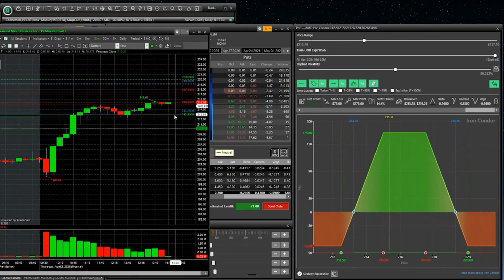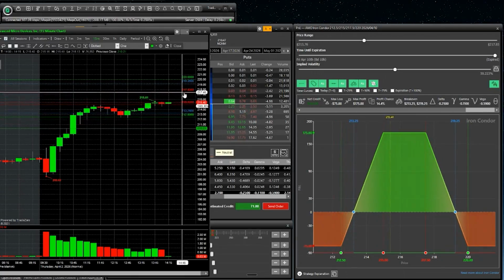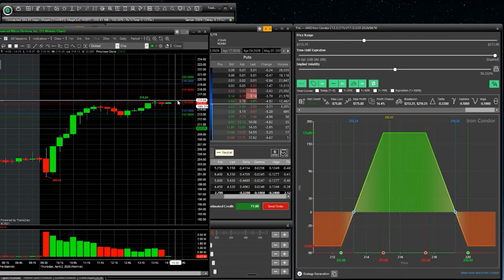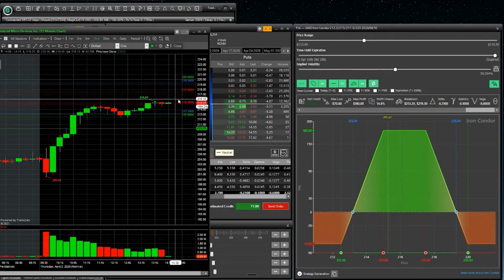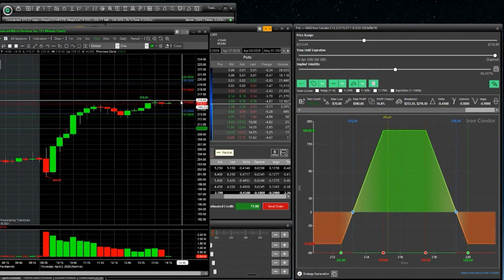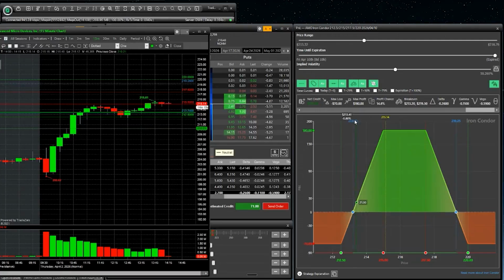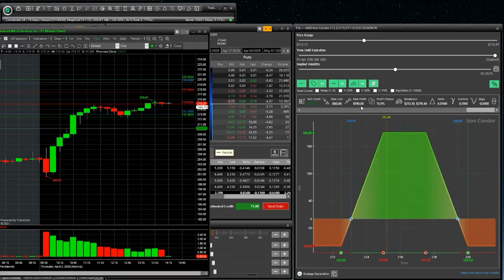Now, the more important part of this, we have the two middle legs here, 217.50 and 215. If we manage to have the price of the underlying stay between these two strikes at the time of expiry, we'll end up collecting the maximum profit in terms of the maximum premium. You see here, 190 is the current max profit, and we'd collect that full amount as long as the price of the underlying at the time of expiry is between those two strikes.